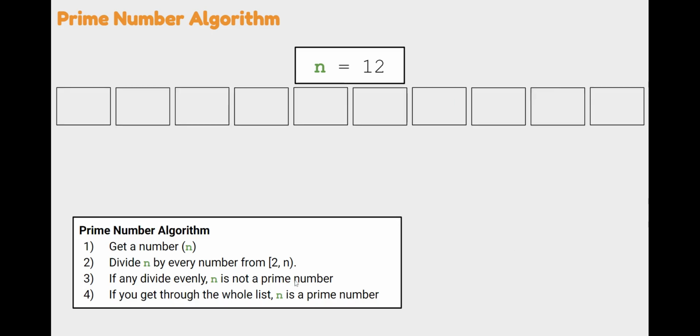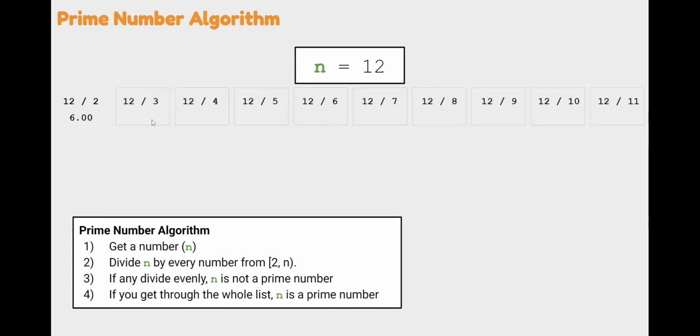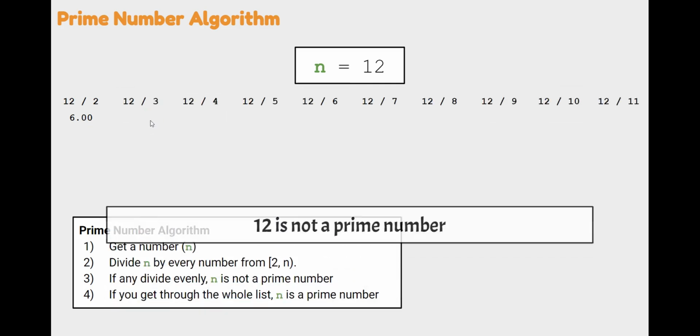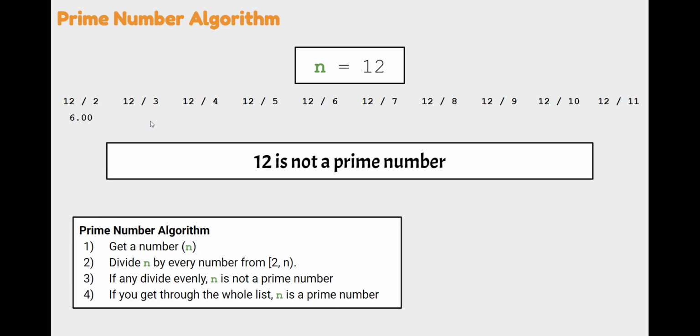This time, if n was 12, we're going to do the same thing. We're going to divide n by every number from 2 up to, but not including n. If any of them evenly divide into n, then n is not a prime number. So the first thing we're going to do, we're going to say 12 divided by 2. Well, that divided in evenly. We got a 6. We don't need to test anything else. We can say that n is definitely not a prime number in this case.